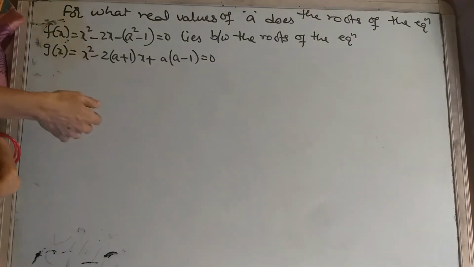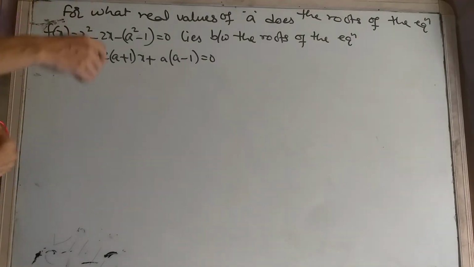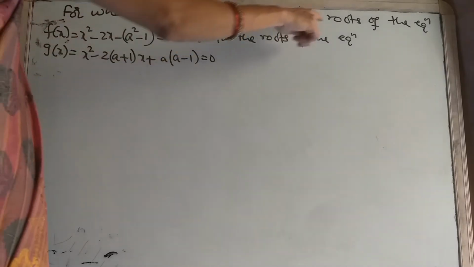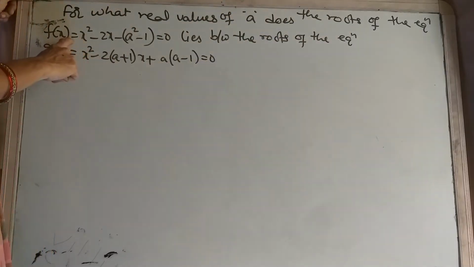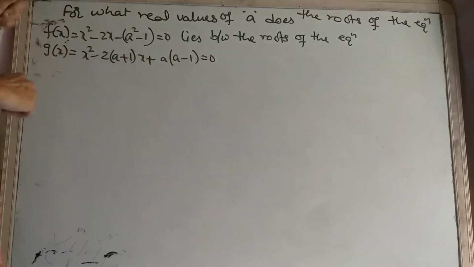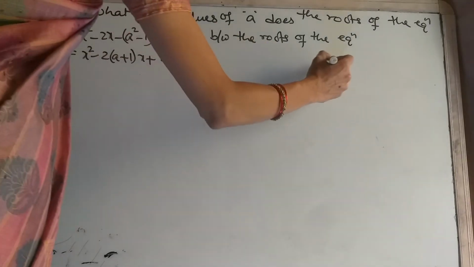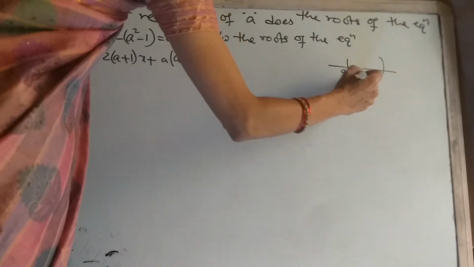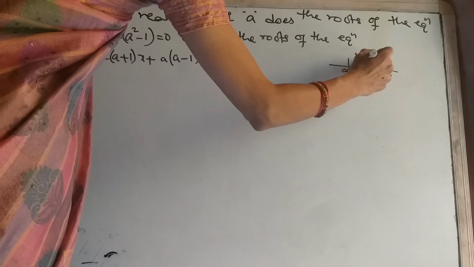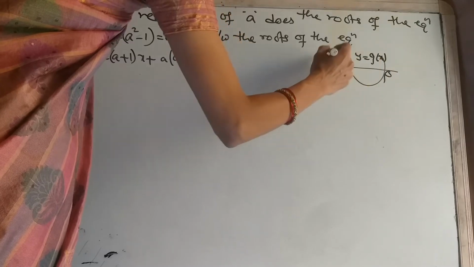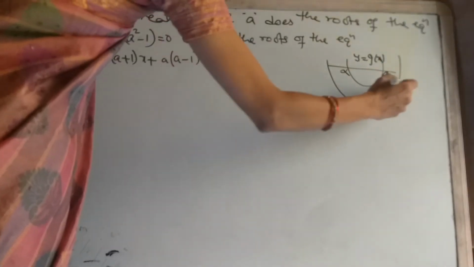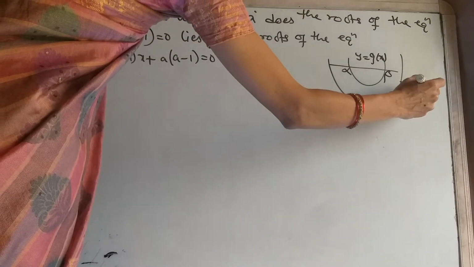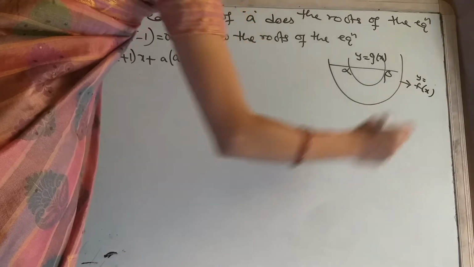See the next previous IIT question. For what real values of a do the roots of the equation f of x lie between the roots of the equation g of x? F of x, g of x equations are given. Here for g of x, for example, alpha, beta are the roots. Then this is nothing but y equal to g of x. G of x lies between f of x. This is f of x, y equal to f of x.